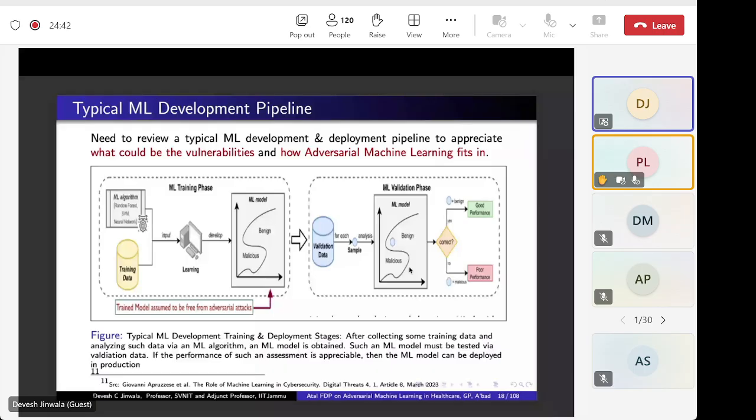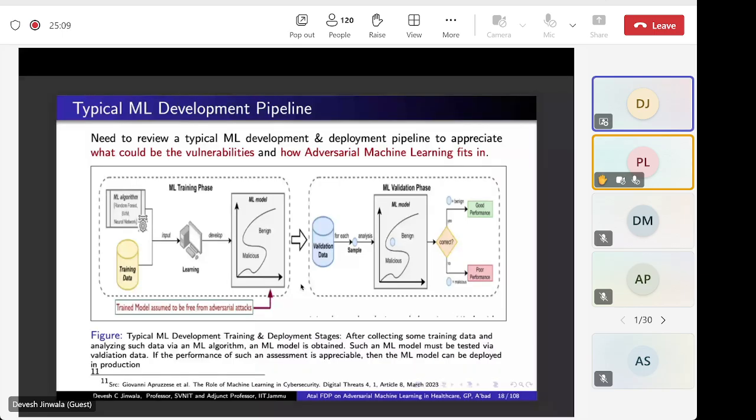So this is how I would want this model to work. And very importantly, what is written here is the key statement, which says the trained model is assumed to be free from any kind of attack. So keep in mind, we are devising a security mechanism, and while devising that mechanism, we are going to use the machine learning model to detect the attacks. But my model itself, I would assume that it is free from adversarial attacks. And adversarial machine learning basically is to make this assumption wrong.